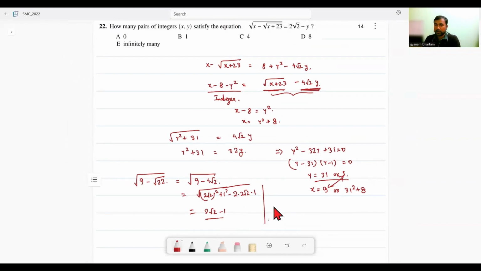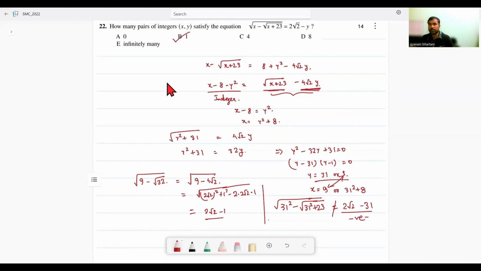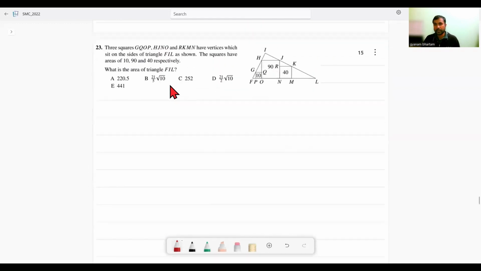This satisfies. Now for the next one, if x is 31 square plus 8, this is going to be 31 square minus 31 square plus 23, which is not much difference. And this side, not much difference means 2 root 2 and you have minus 31. Now this is going to be negative and the output of a square root is always positive. So we can't use it. This is the reason we have only one pair, and x comma y is going to be 9 comma 1. That's the answer. Okay. Next question.